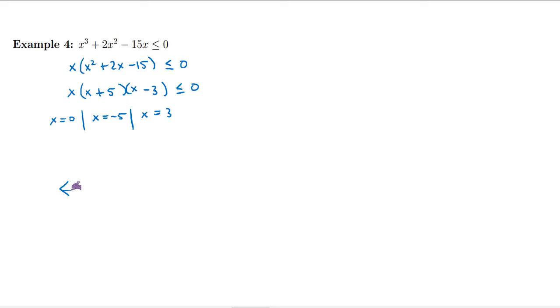Put those on a, you know what, let me actually bring it over here to give some more space, on a real number line. So here's where it's different. We have 3 roots, but the procedure is identical. So plot them in order, though. Just because I have the 0 first, don't put that first, because they have to be ordered increasing from left to right. So we'll put the negative 5 first, then the 0, then the 3.